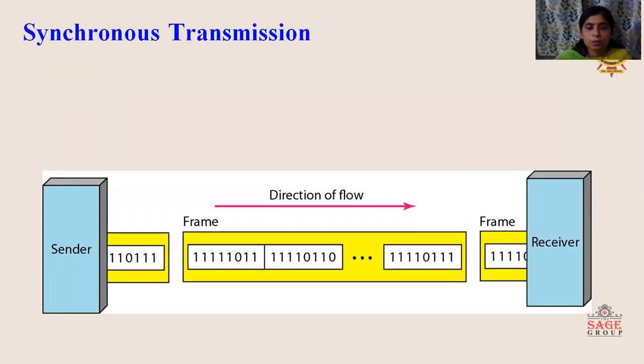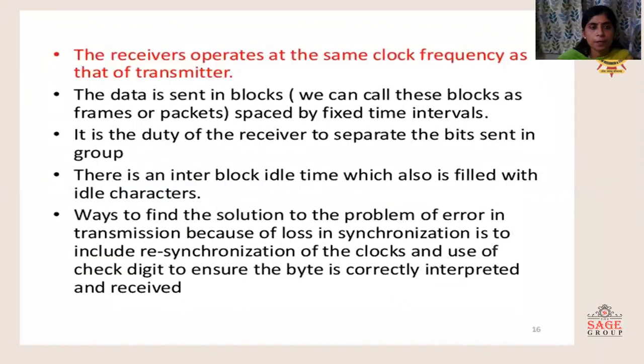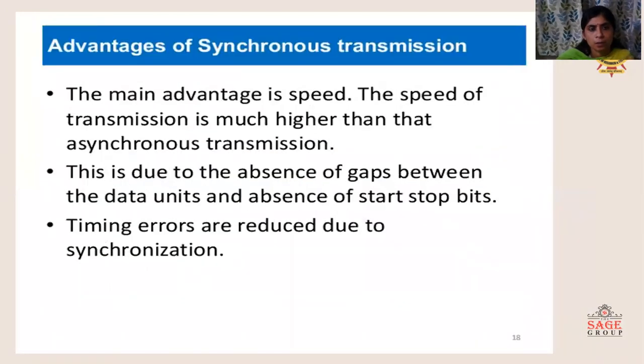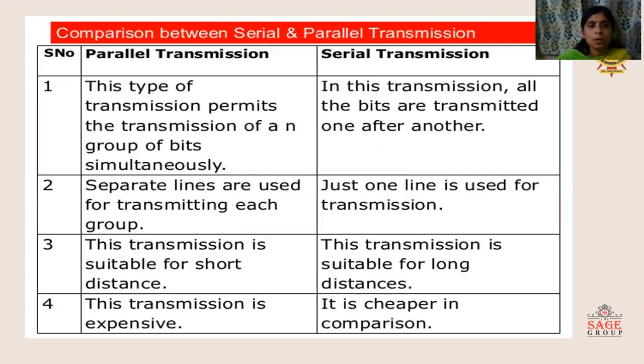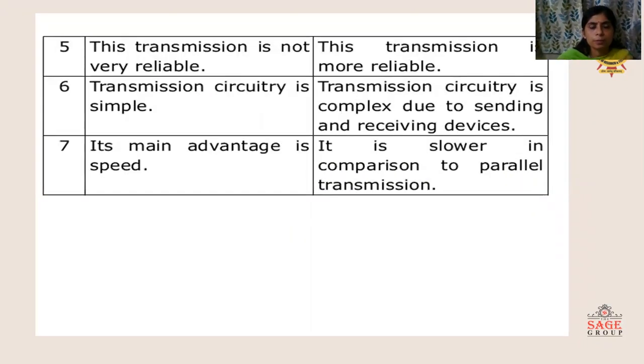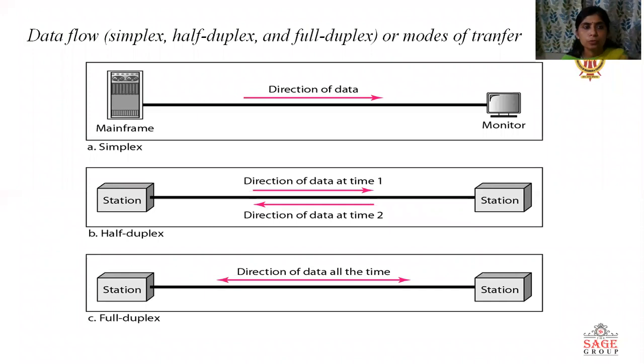In synchronous transmission, the transmission is in the form of frames, means in continuation, and a number of bytes are transmitted from one point to another point. But here it is the receiver's responsibility to separate out the data. Speed is the biggest advantage, and the timing is very important. Means synchronization, clock frequency should be maintained in case of synchronous transmission. This we have discussed in the previous YouTube lecture.